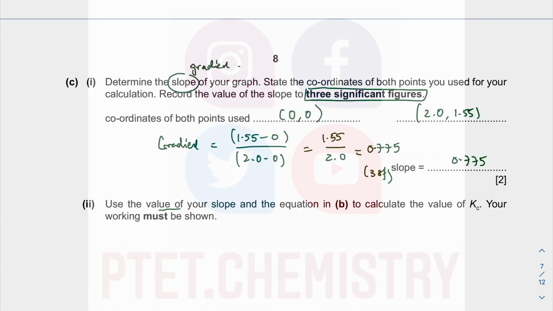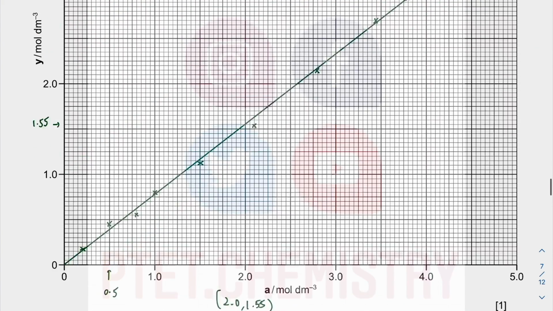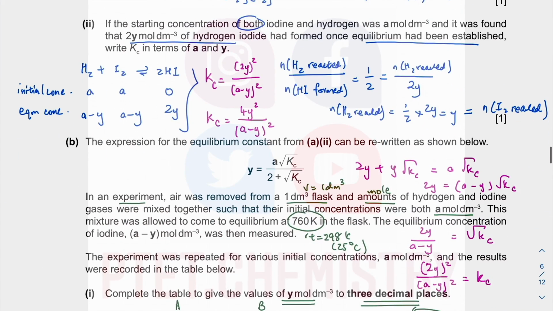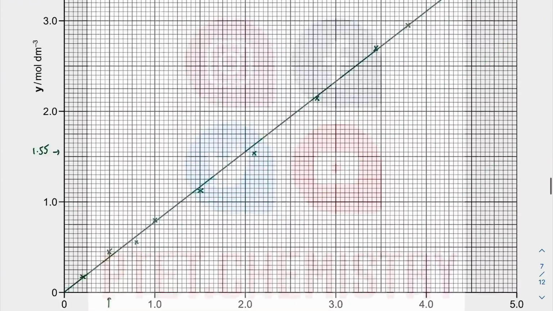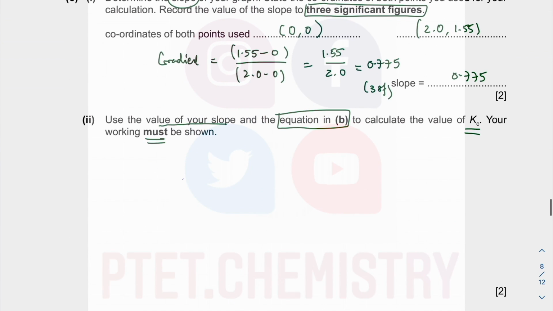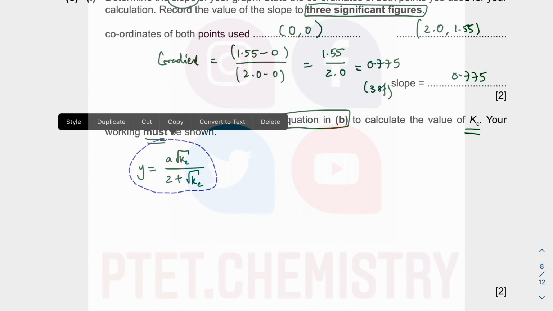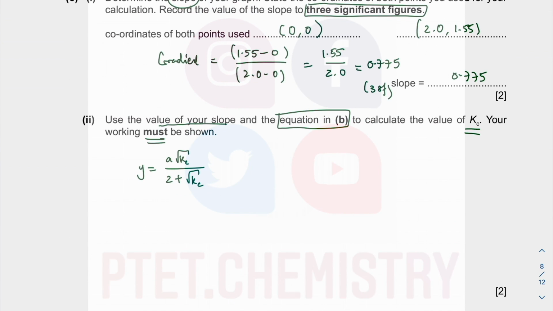You have to use the value of your slope, which is the gradient, and the equation in B to calculate Kp, and you must show working. What is your equation in B? The equation in B is y is equal to AKc over 2 plus Kc. I'm just writing that out because I don't want to be flipping back and forth. On your actual exam, you can flick back and forth between your paper, so you don't do what I do, obviously.